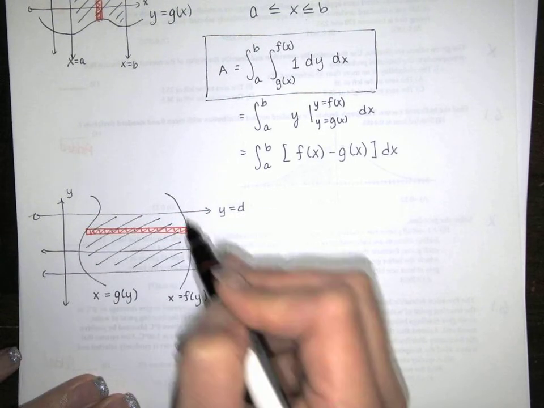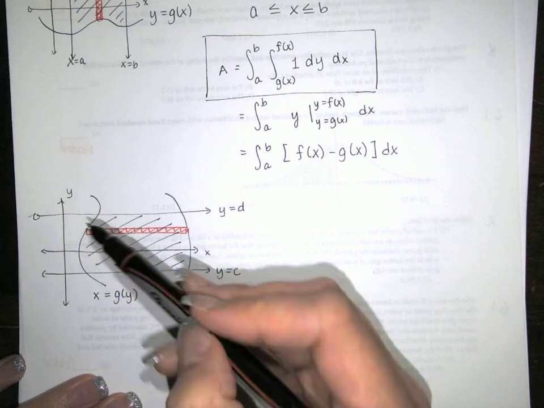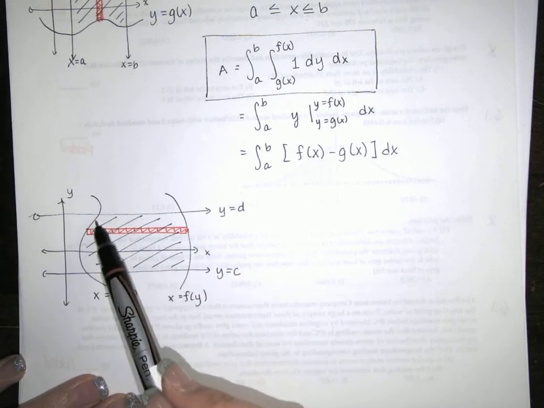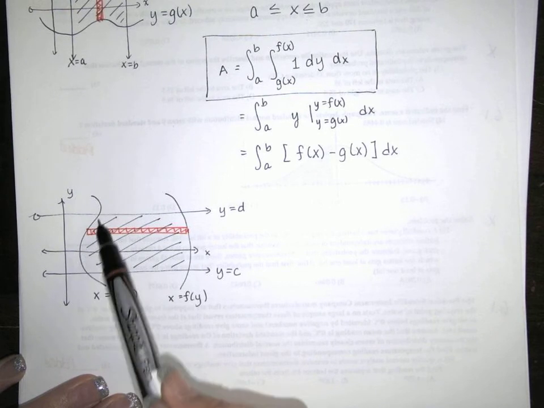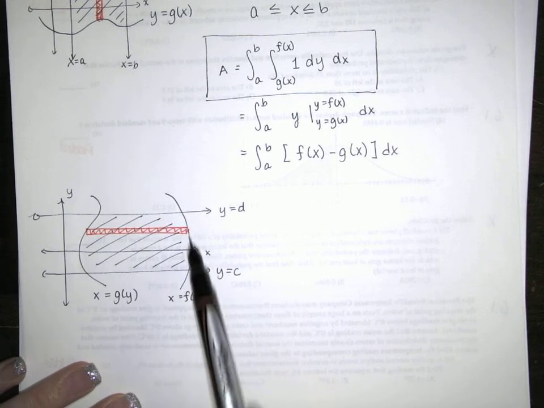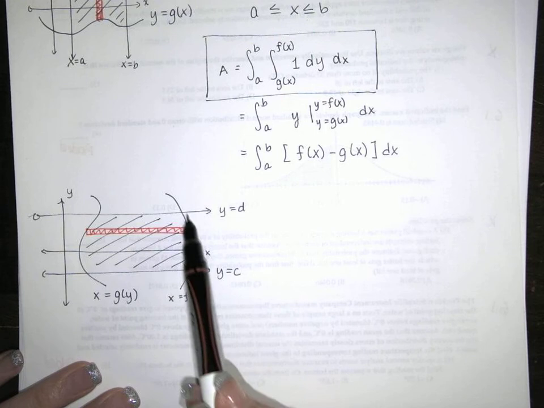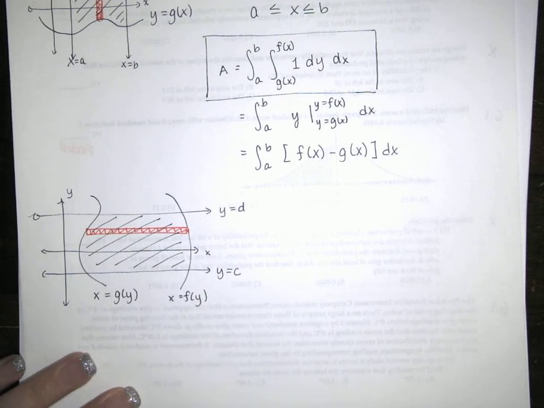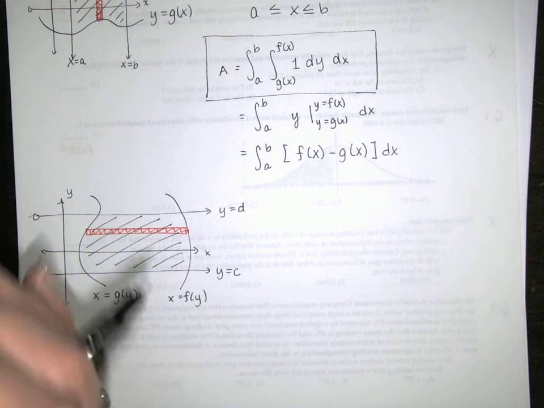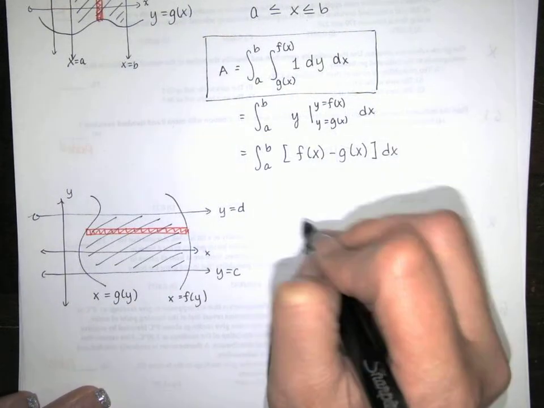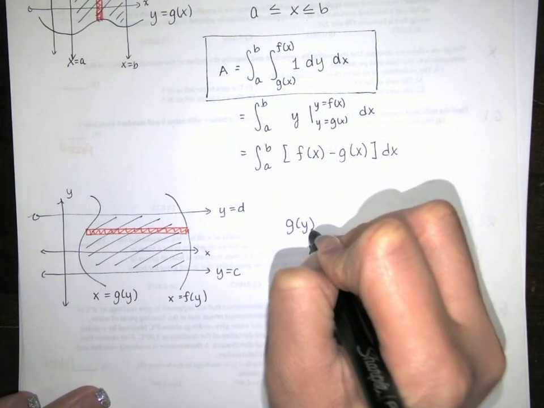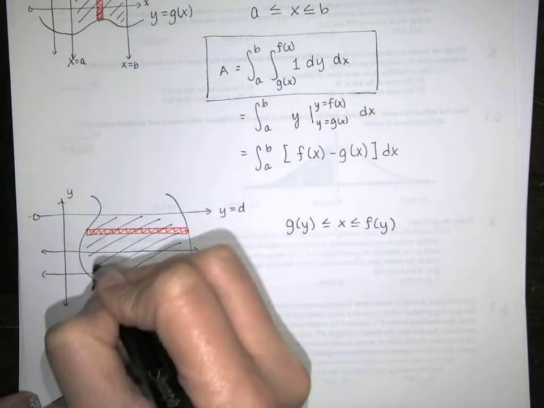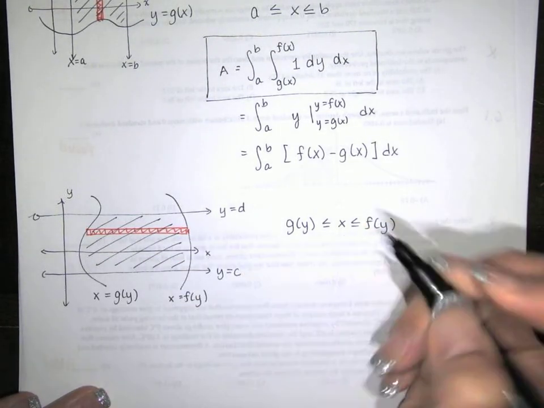X is going from this function to this function the whole time. The bottom of that rectangle, or the left side of that rectangle, is always on the function x equals g of y. And the top part of the rectangle, or you can think of it as the right side of the rectangle, is always on the function f of y. So here, x is going from a function to a function, left to right, function of y to a function of y, and y is going from a constant to a constant. Y goes from c to d.